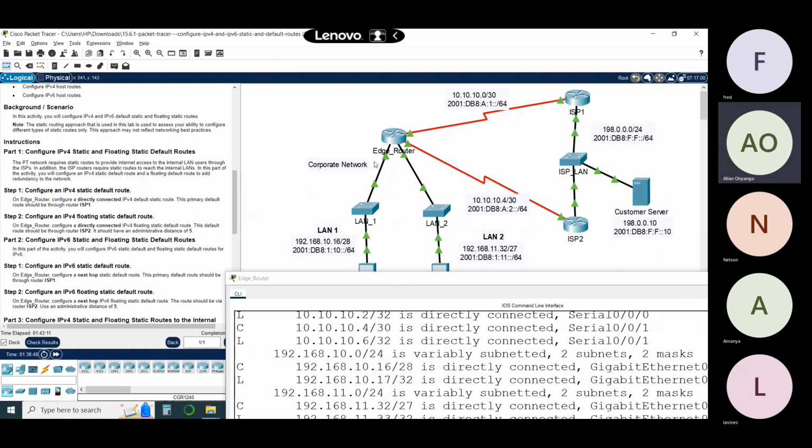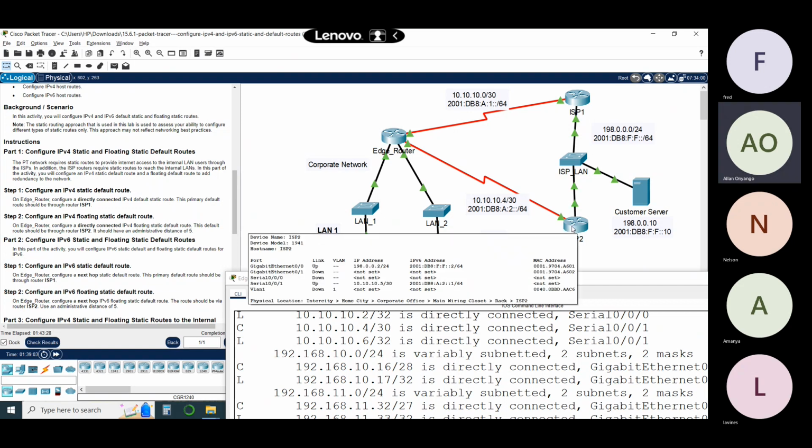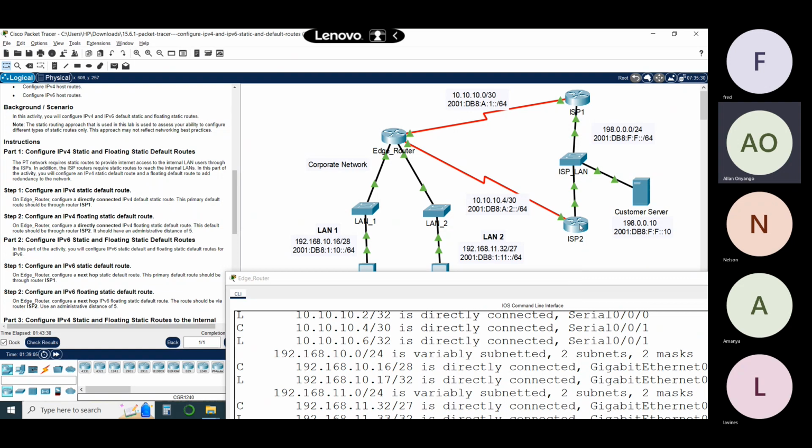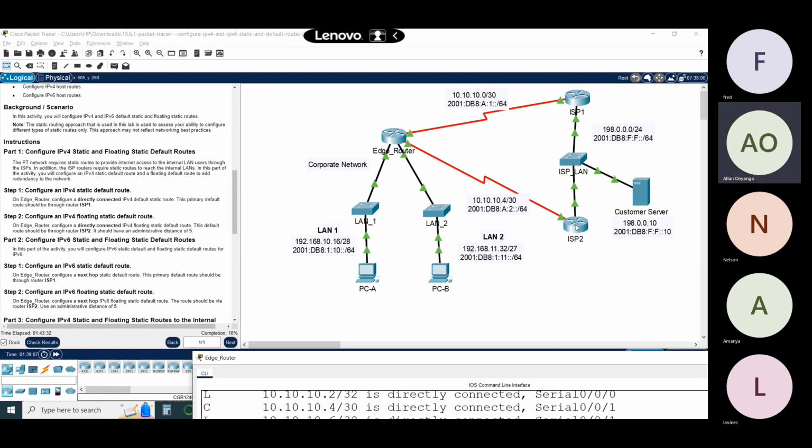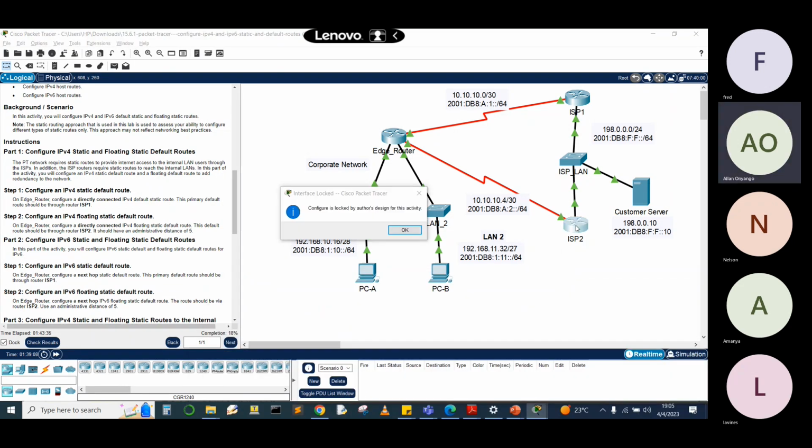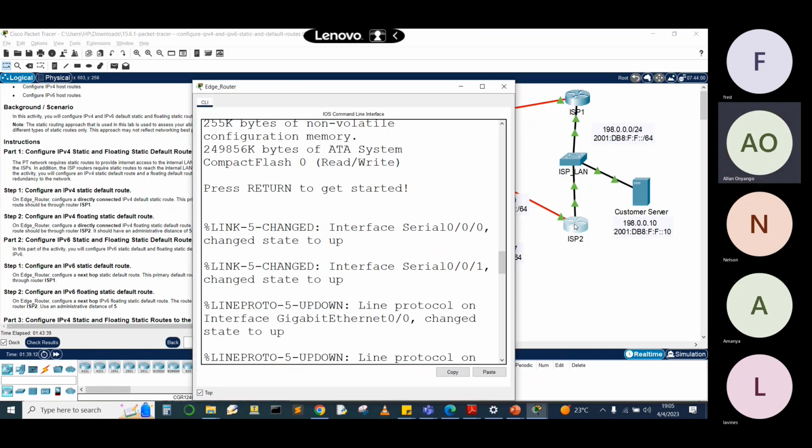From the edge router, we need to pass through ISP2, and we need to know that our next hop, because they need a next hop IPv6 route, should be that of ISP2. And we'll use an AD of 5. So the first thing to do is to know what the next hop is here. Just a minute.